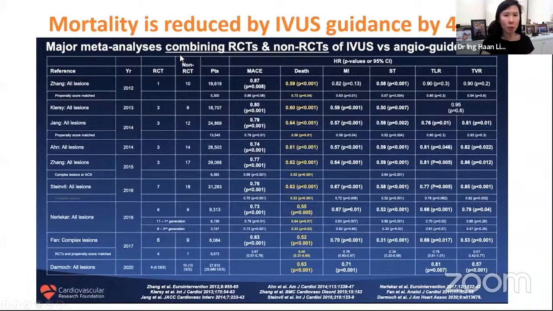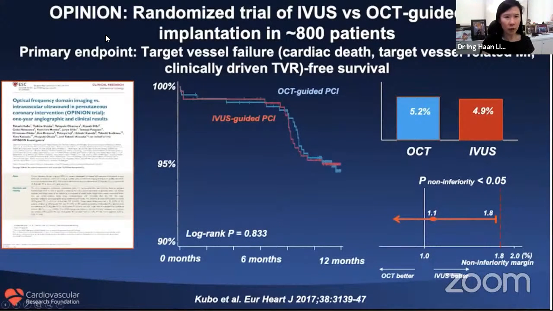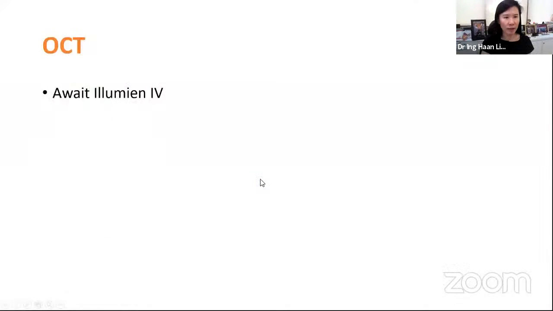There is also a mortality benefit of 40% as shown in this table, which summarizes all the trials that have been done through the years, comparing IVUS-guided PCI versus angiography-guided PCI. So there is evidence in using IVUS guidance. Now, the OPINION trial is a randomized trial of IVUS versus OCT-guided DES implantation in about 800 patients, showing no difference between OCT-guided PCI compared to IVUS-guided PCI. We now await OCTIVUS to give us some data on the advantage of using OCT guidance.